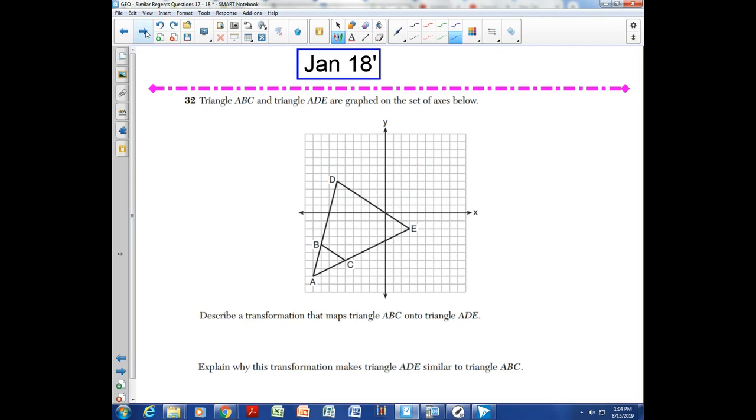Now, one thing that you could quickly observe when you look at triangle ABC and triangle ADE is that triangle ADE is clearly larger than triangle ABC. So there's only one type of transformation that changes the size of the image, and that is a dilation. So it says describe a transformation that maps ABC onto triangle ADE, and I'm going to write it is a dilation.